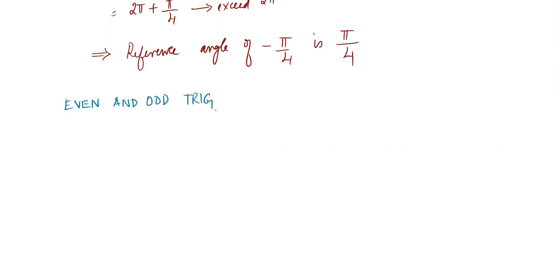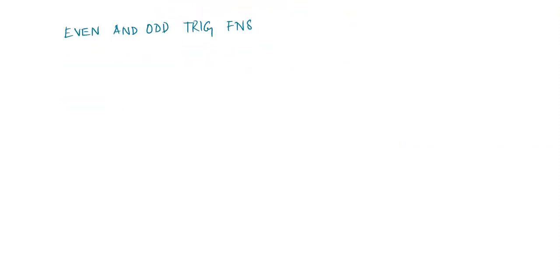Trig functions. We've seen this in algebra, even and odd functions. Let me quickly give you an overview in algebra. If a function is even, it implies that it was symmetric about the y-axis. Think of a butterfly. Symmetry about the y-axis.